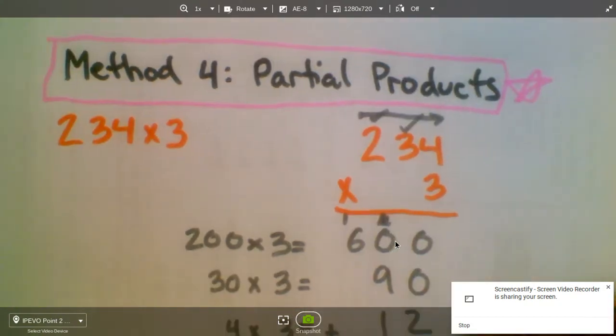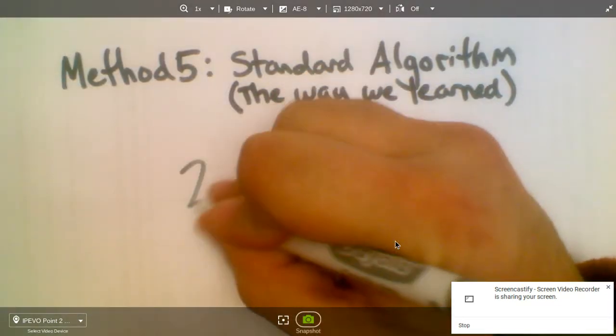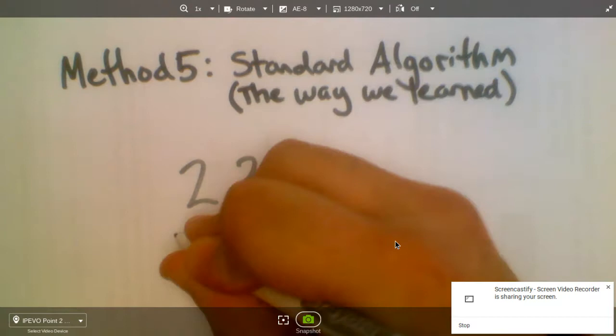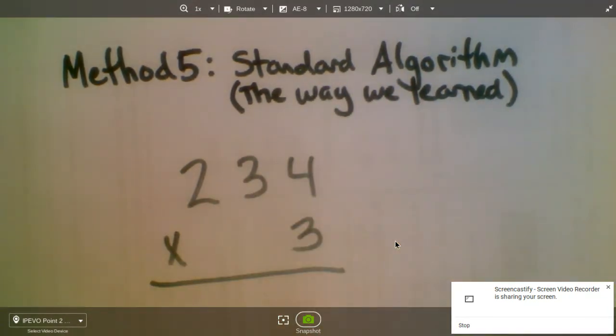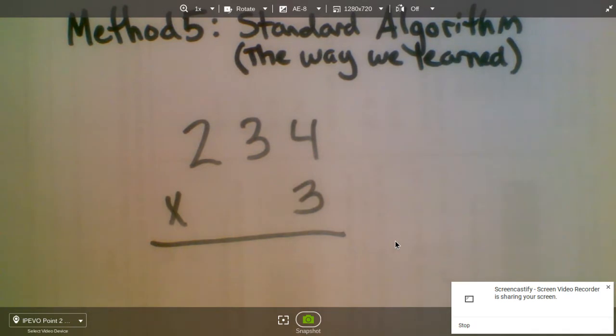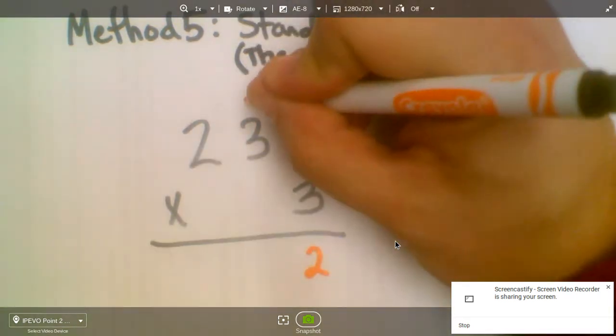The last method is the one that we've all been waiting for, the standard algorithm. This is the way we all learned it when we were young. 234 times 3. All right, this is the way we all did it growing up. 4 times 3 equals 12. I'm going to put down that 2, and I'm going to regroup the 1.